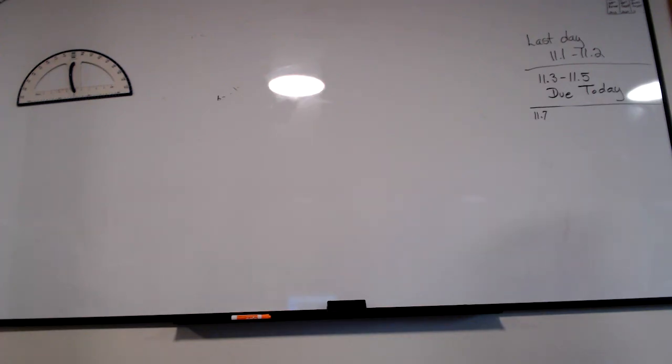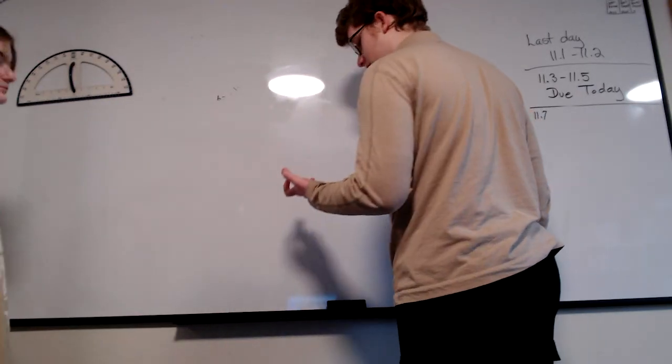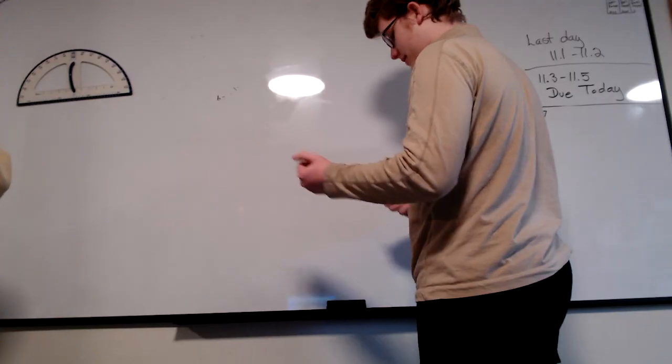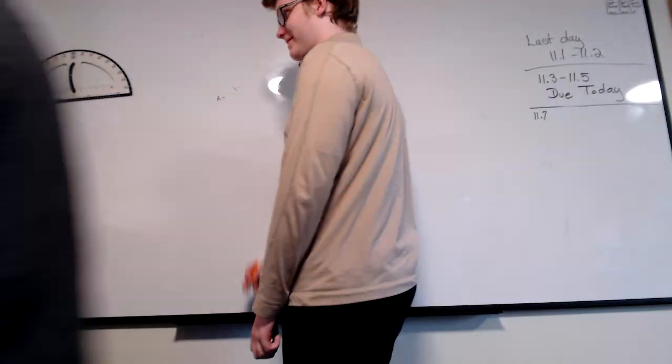Okay, I want you to draw a right triangle. Label the right angle C. Label the right angle, and put A and B somewhere. Draw a right triangle. No, it's not out of the book right now. Label the right angle C.